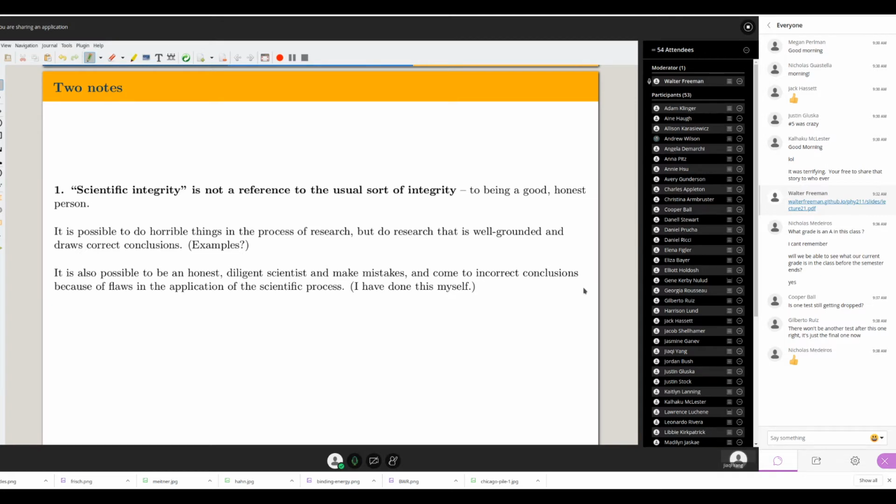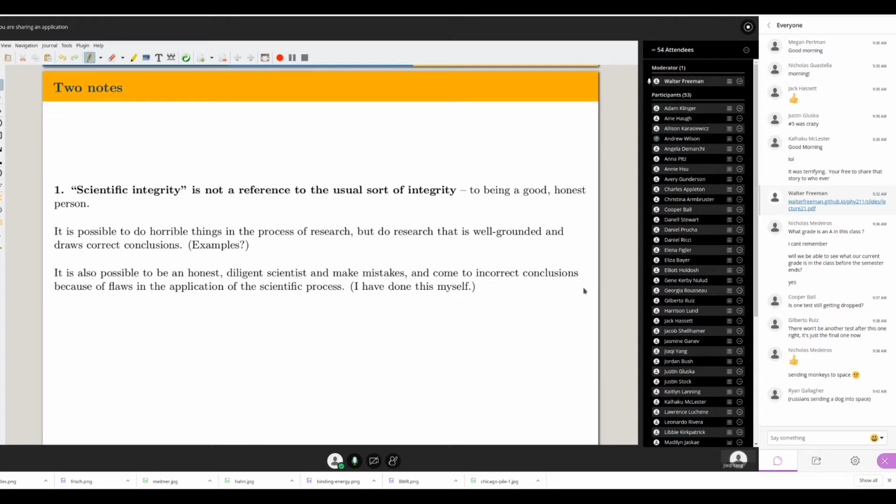It's possible to do really awful things in the process of doing scientific research, but still for the conclusions of that research to be well grounded and valid. So Nicholas has given an example, sending monkeys to space. And Brian mentions the Russians sending Laika, the dog, to space. So you're using this as an example of, perhaps, cruelty to animals.